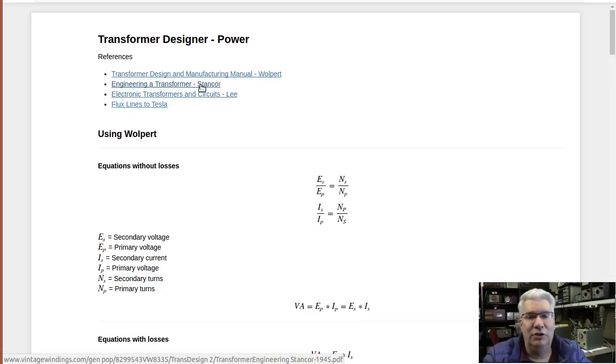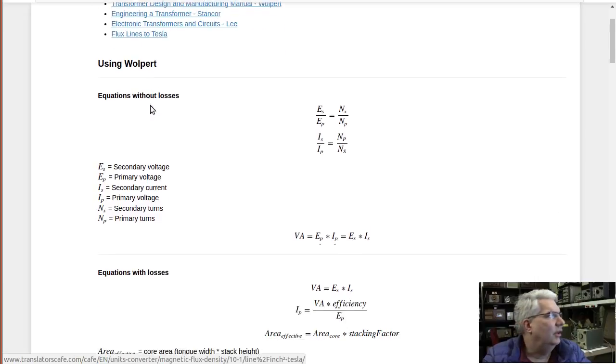Stancor is good from a historical standpoint, as well as another example that you could look at. There is a college level textbook called Electronic Transformers and Circuits by Reuben Lee. This book is also over at tubebooks.org. This one gets into a lot more theory about how to determine losses and do real design. We're not going to go into that here. And then I have a link here to go from flux lines to Tesla, which is not that difficult.